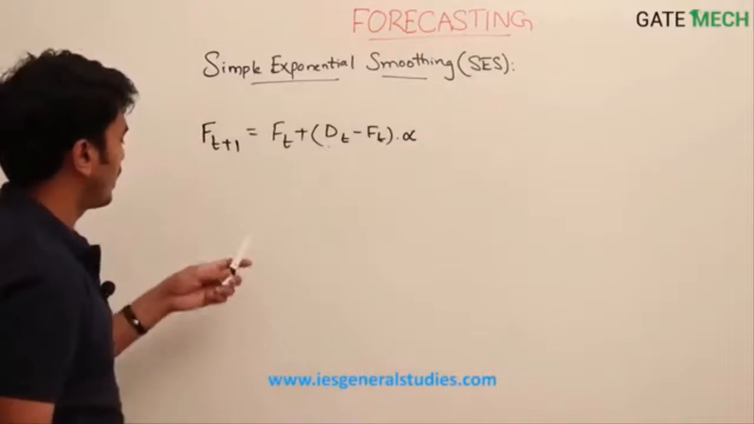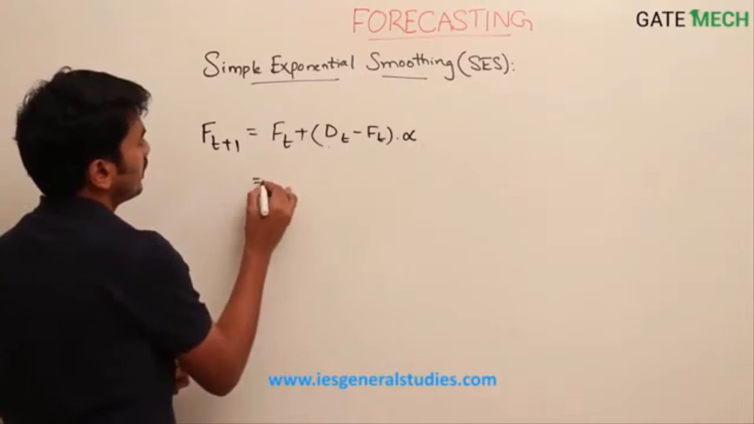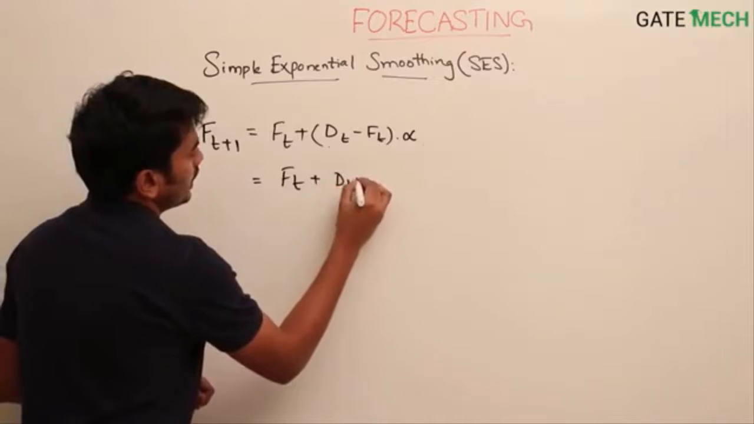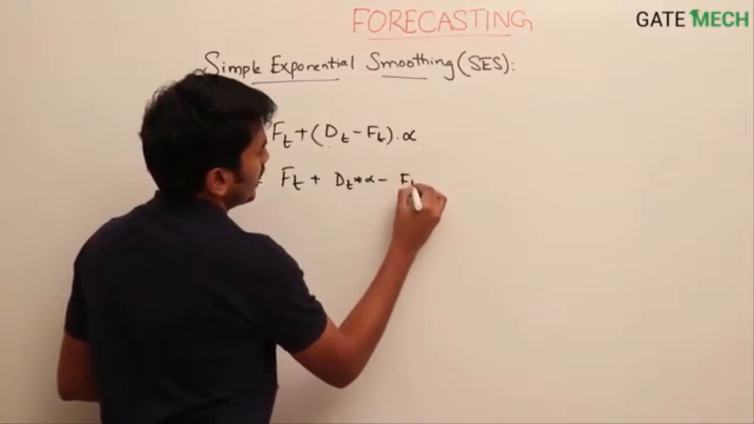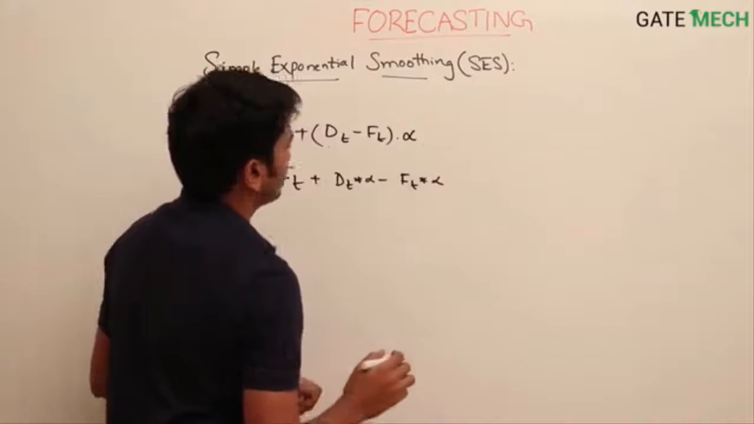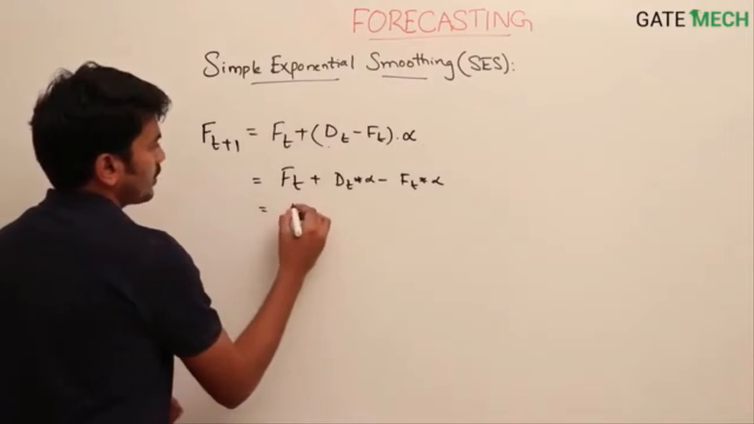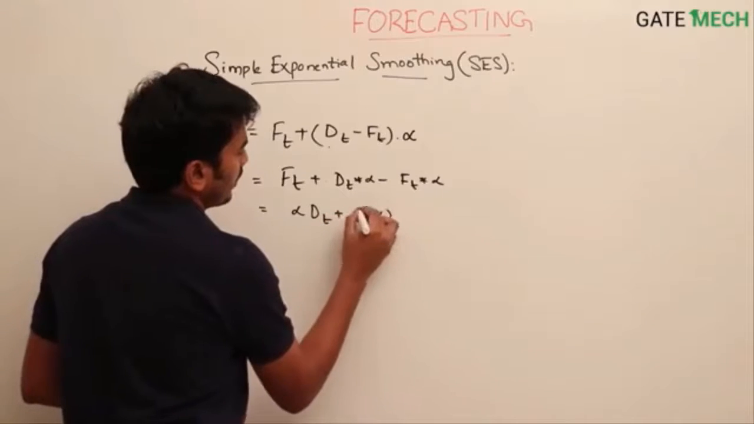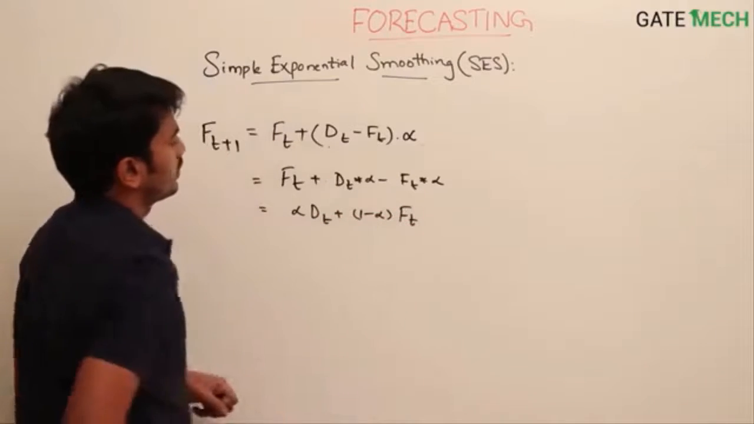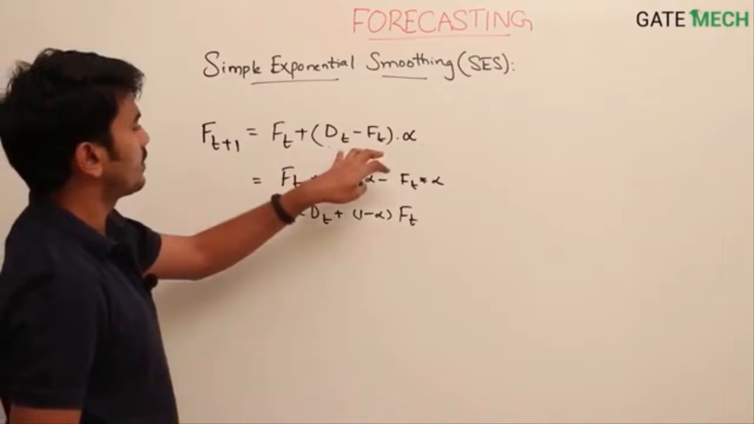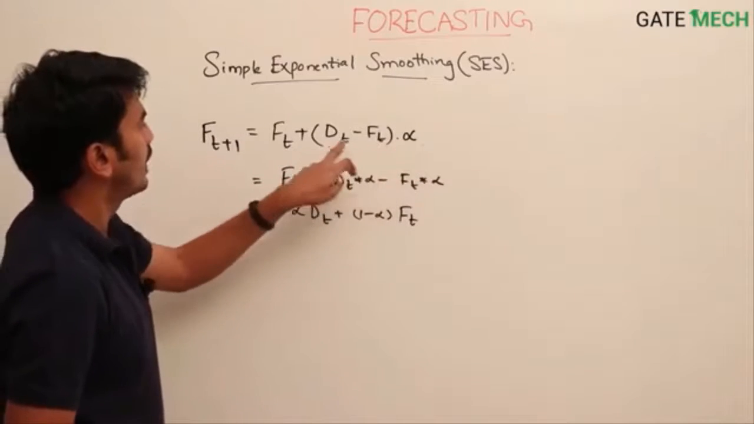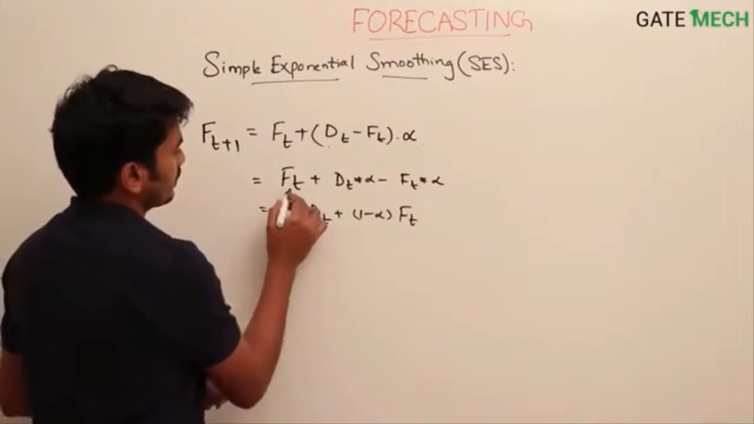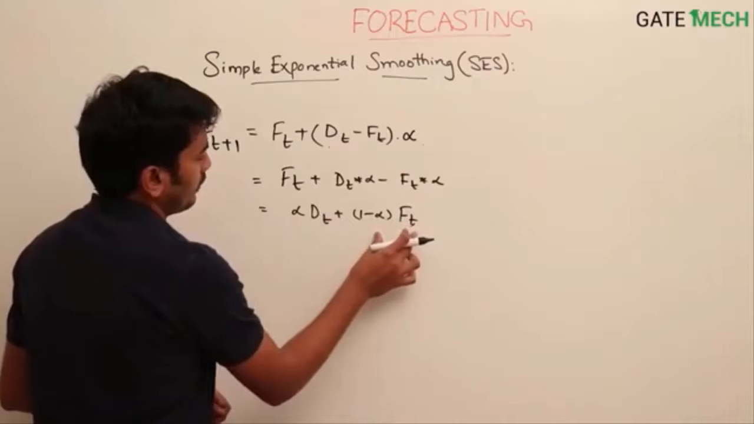So the same expression I will rewrite. So Dt is Dt into alpha minus Ft into alpha. This comes to alpha into Dt plus 1 minus alpha into Ft. So this is the same expression, just I multiplied this alpha into Dt minus alpha into Ft and rewrote these terms. So I took a common of Ft.